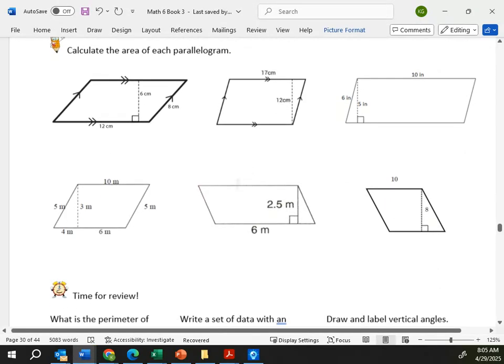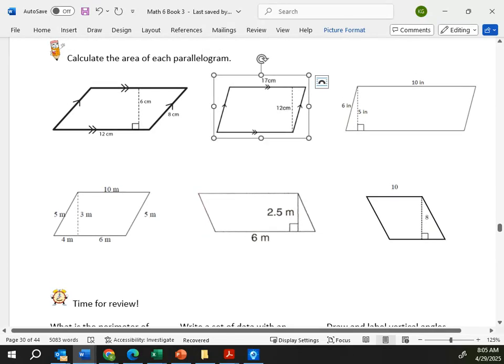So it says calculate the area of each parallelogram. Let's look at our first one. Think about our area: base times height. What am I going to multiply to find my area of our first shape? Kylie.